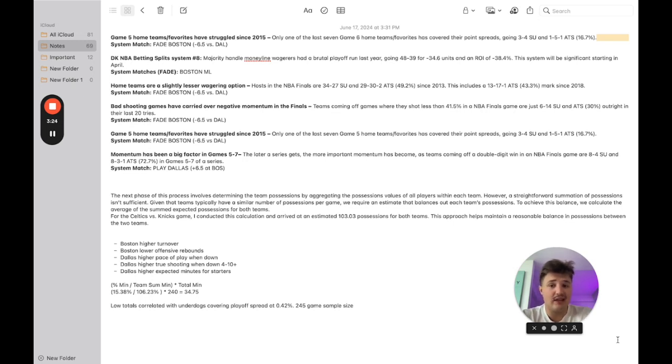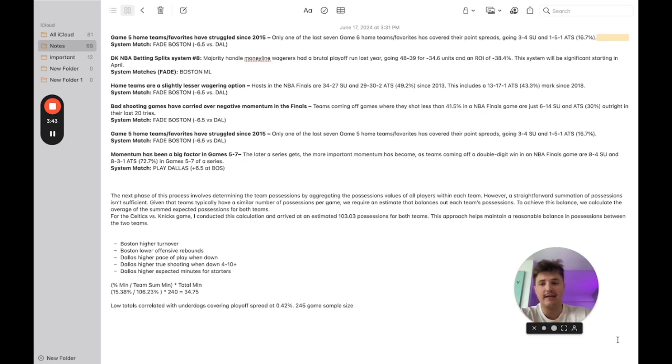Home teams are slightly less wagered options. So hosts in the NBA Finals are 34 and 27 straight up, and 29 and 30 and 2 against the spread since 2013. This is Boston. This is going to be played in TD Garden, I believe, so this fits the Boston description.